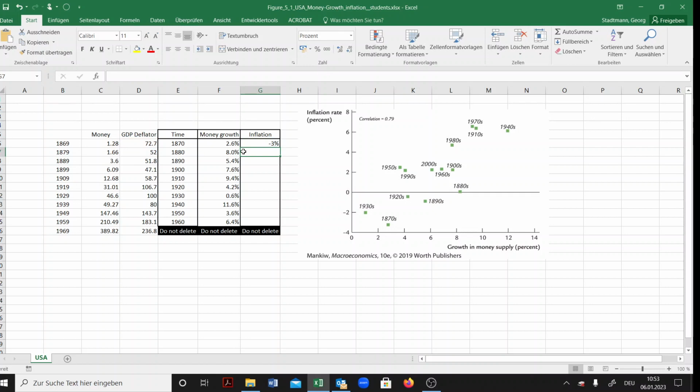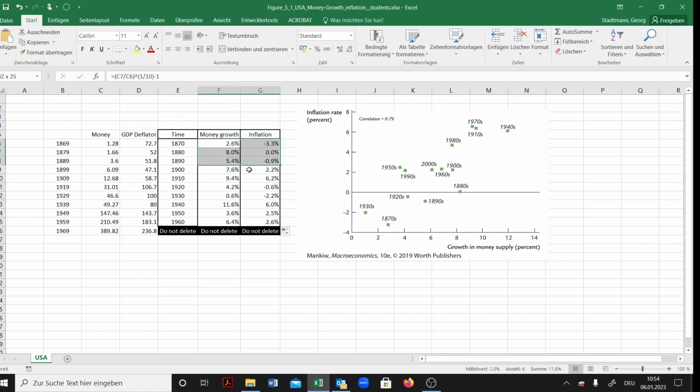Inflation rate in the 1970s is minus 3%. Yes, it's this data point here, minus 3% inflation rate. And 1880s, it should be around 0. Let's check. Yeah, it's 0% inflation rate in the 1880s. Copy all the information down.